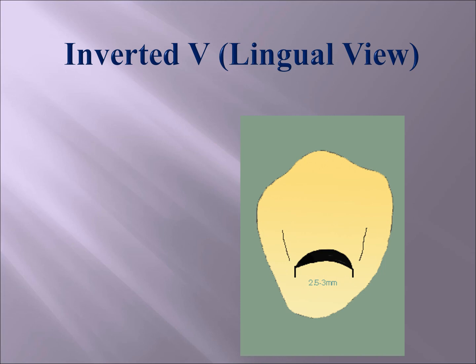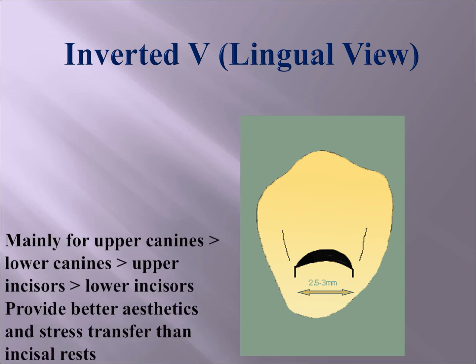Now it's around 2.5 to 3 millimeters mesiodistally, and it looks like an inverted V but with rounded angles. It looks like a crescent. All right, so 2.5 to 3 millimeters mesiodistally. You don't break the marginal ridges of the tooth. It should be just above the cingulum.